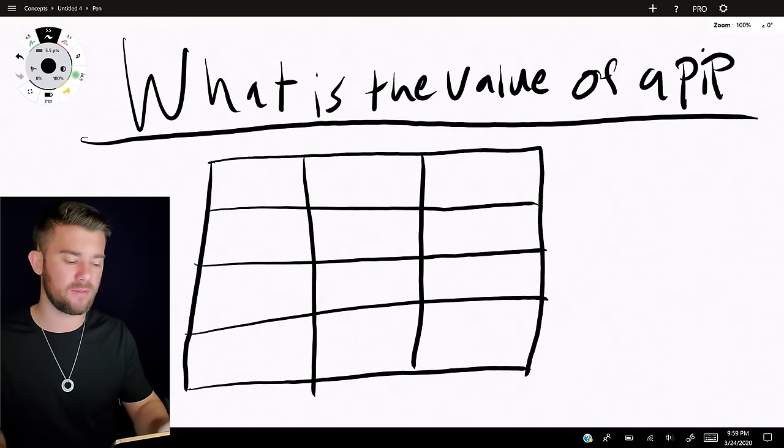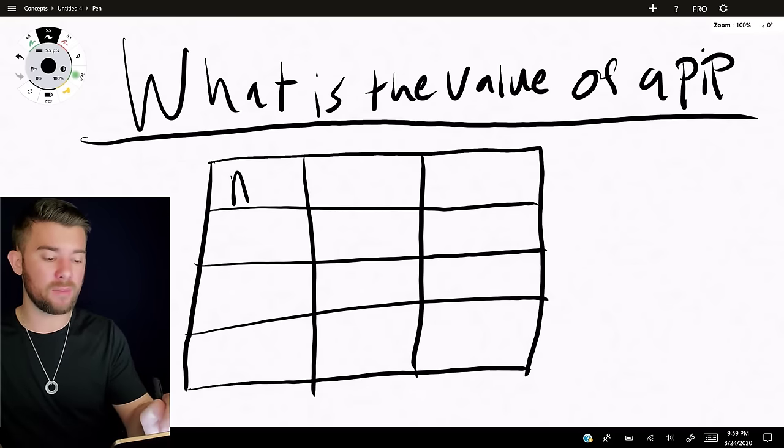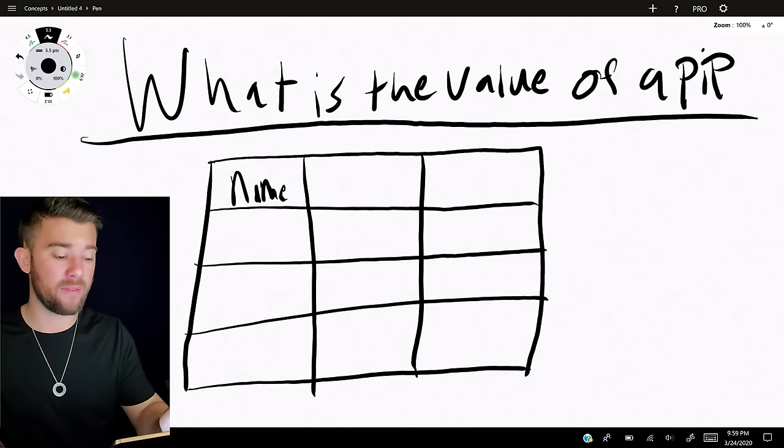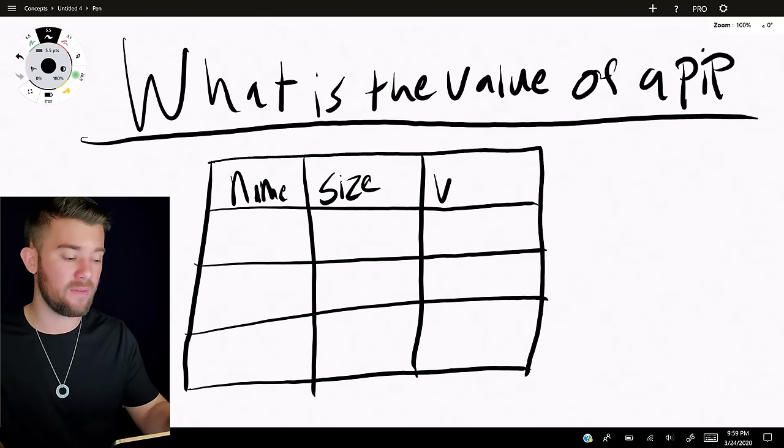Don't get confused. Nothing confusing about this. What we're going to have in this column is the name of whatever lot size you're doing. What we're going to have in this column is the size, and what we're going to have in this column is the value per pip.